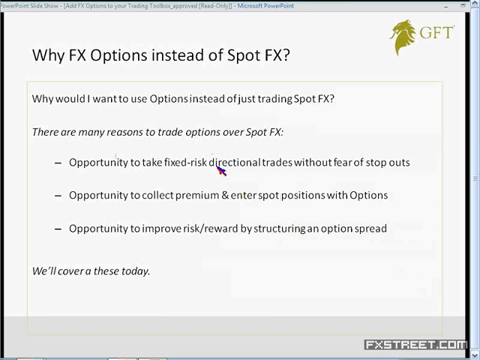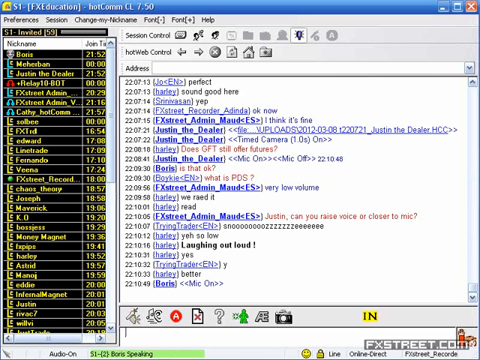Okay, guys. Let's talk about why. You know what? Hang on a second. I'm sorry. You guys seeing both the option screen and the... okay, here we go.